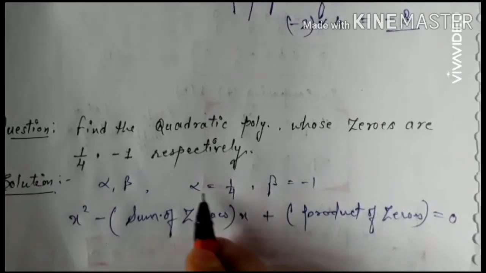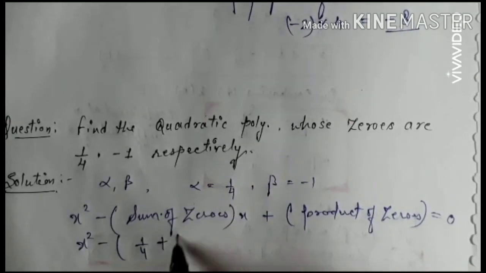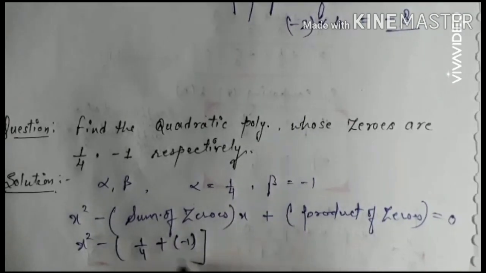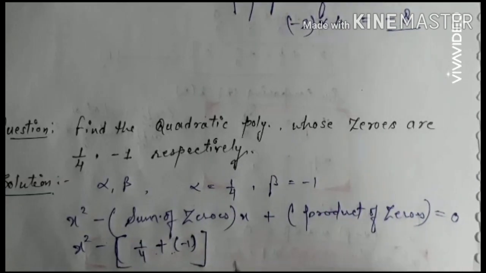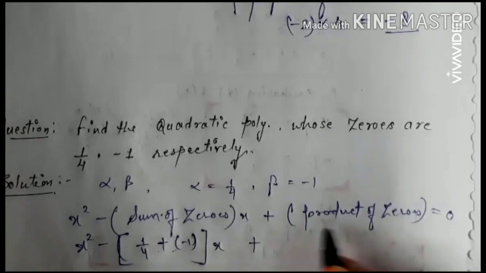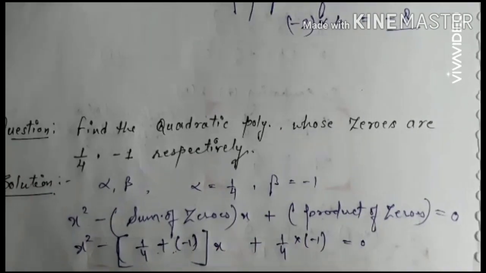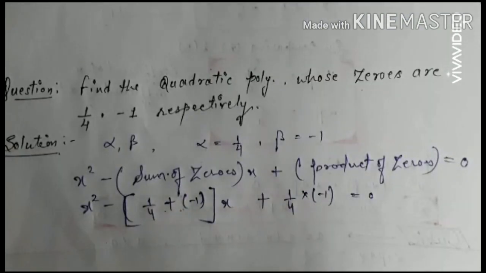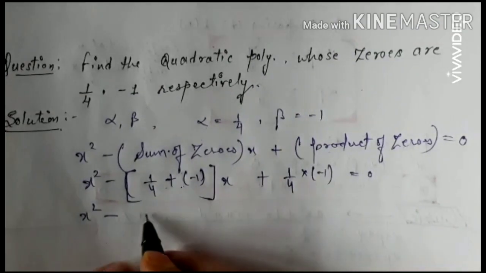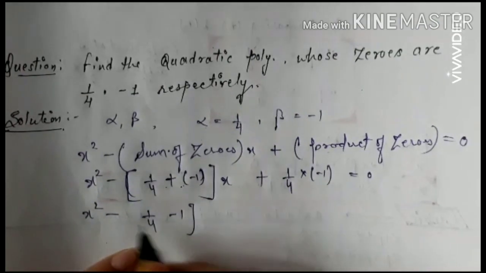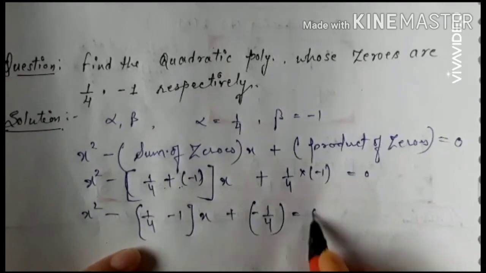So now x square, sum of roots: 1 upon 4 plus minus 1, because these are the roots. So the sum of the roots is 1 upon 4 plus minus 1. X, same as, plus the product of roots, that means 1 upon 4 multiplied by minus 1, equal to 0. This will become your quadratic polynomial directly. Now simplify this one: x square, 1 upon 4 minus 1, and this is your x, plus minus 1 upon 4 equal to 0.